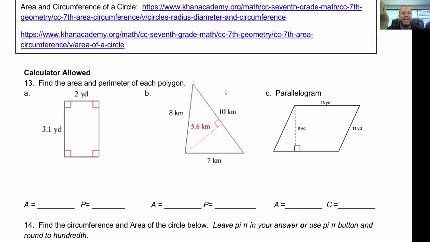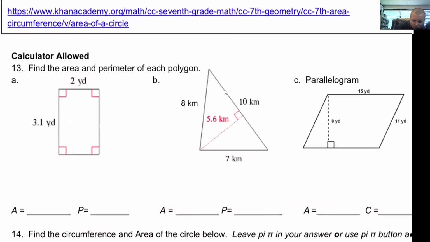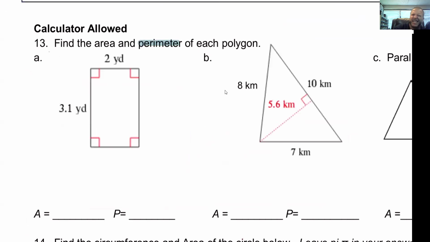Right, so for question 13, applications of formulas. If we don't know the formula, we're kind of stuck. So the easiest formula, quote unquote, is perimeter, because you don't really need a formula for it. You just need to know that you're adding up all the side lengths.